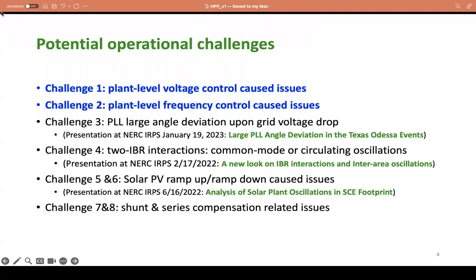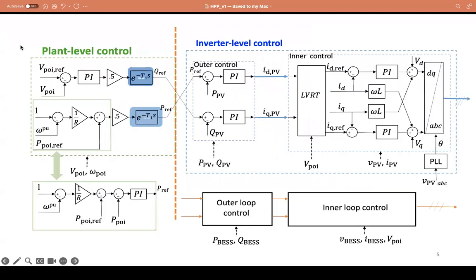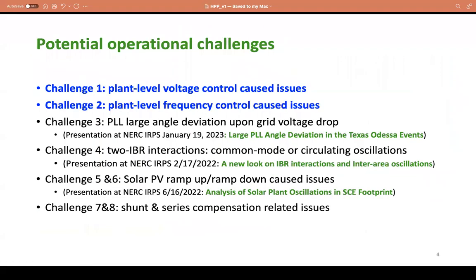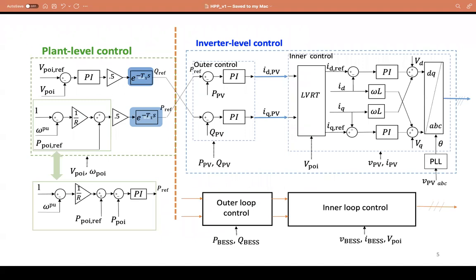Let's look at the controls. The main thing we are going to pay attention to is the plant level control. The inverter level control is the same PQ grid following type of control. It consists of a very fast current control, then an outer loop to regulate P and Q. The PLL is used to generate the angle synchronized with the grid. Both solar PV and BESS use the very same PQ level control.